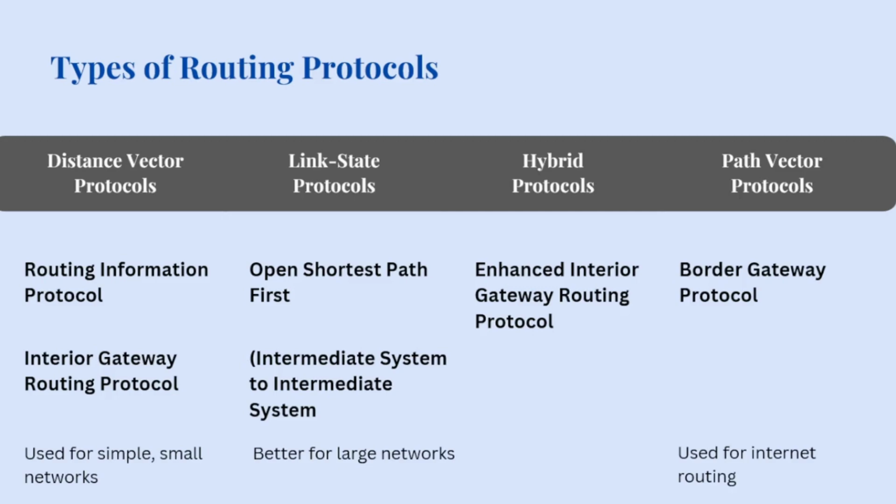Now talking about path vector protocols, it is used for routing between autonomous systems, which are large networks run by internet service providers. In this, the difference is that the routers will exchange the entire paths instead of just the next hop information. The example for this is Border Gateway Protocol. It is used to connect different internet service providers and data centers globally. So we can say that it is highly scalable, and it is the backbone of the entire global internet.